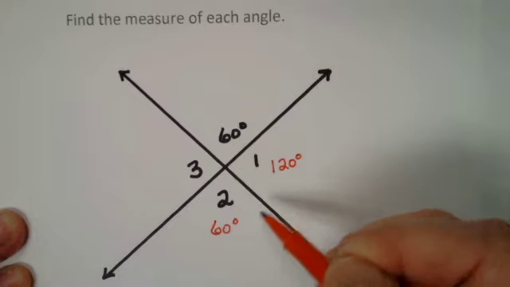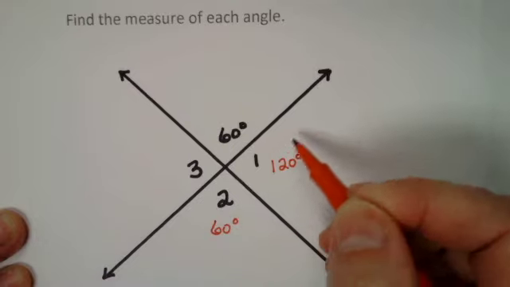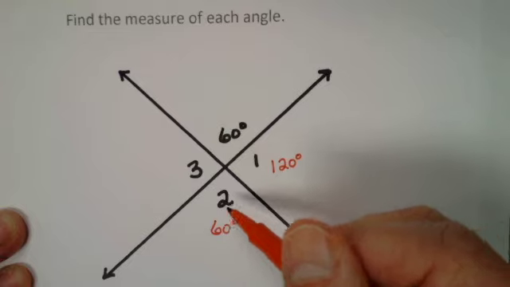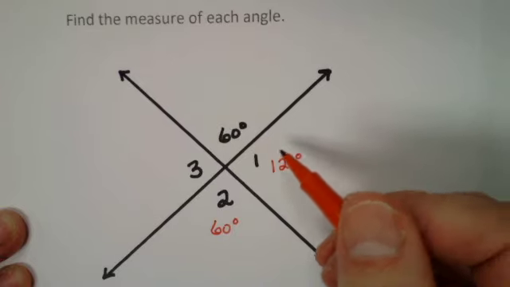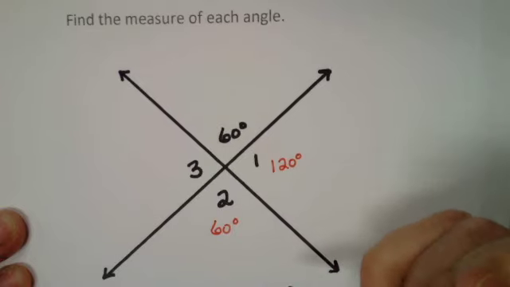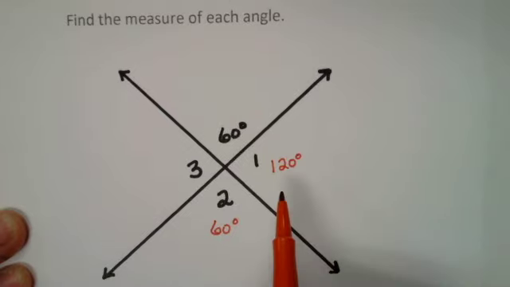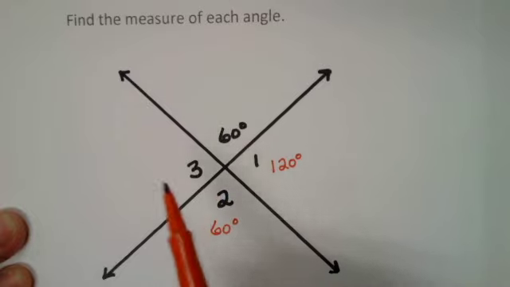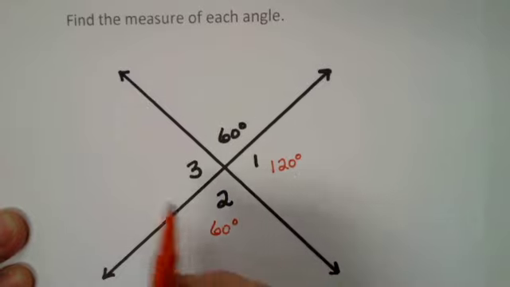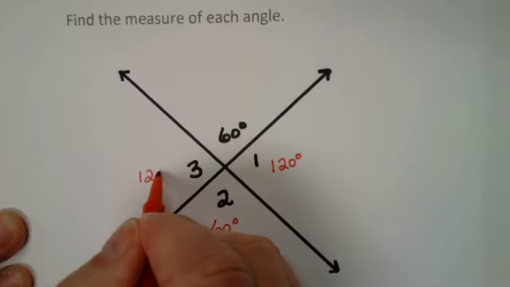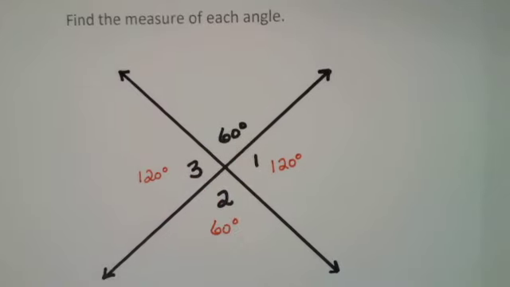These two are a linear pair. They have to add up to be 180 degrees. That means if this one's 60, this one right here has to be 120 degrees. Now I'm going to use vertical angles to figure out what angle 3 is. This one and this one are vertical. If this one's 120 degrees, this one right here has to be 120 degrees.